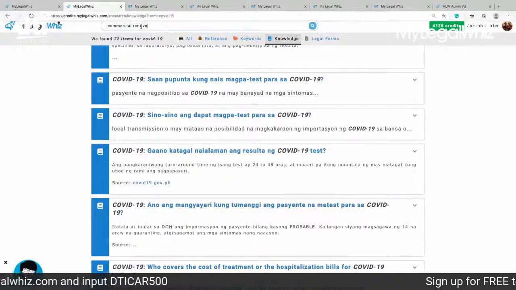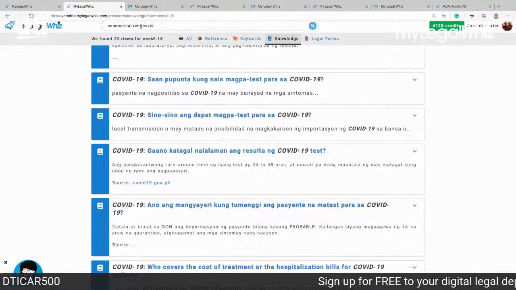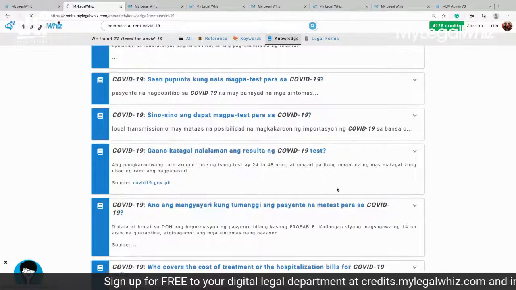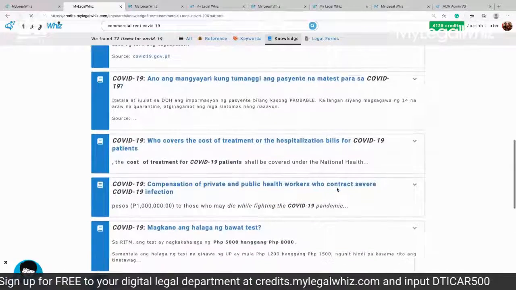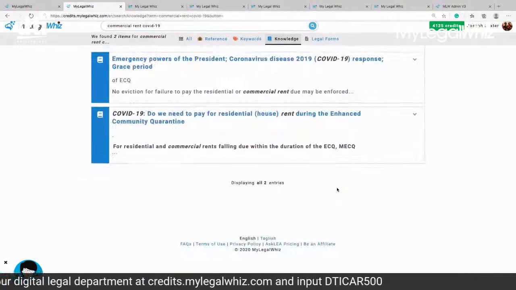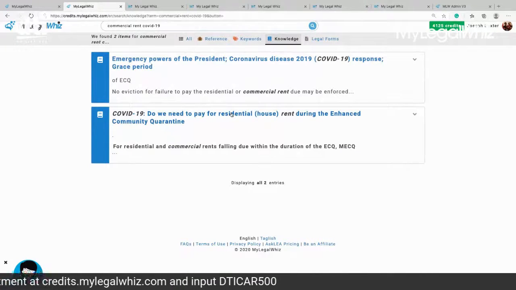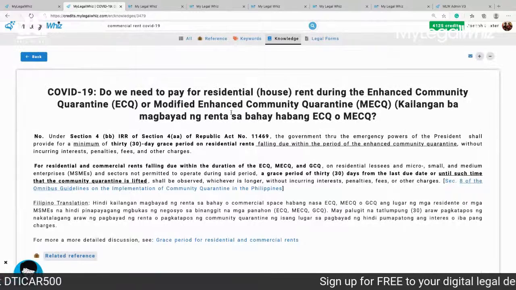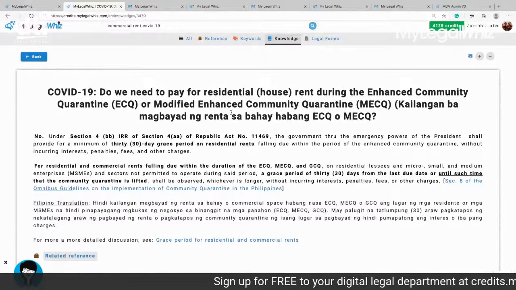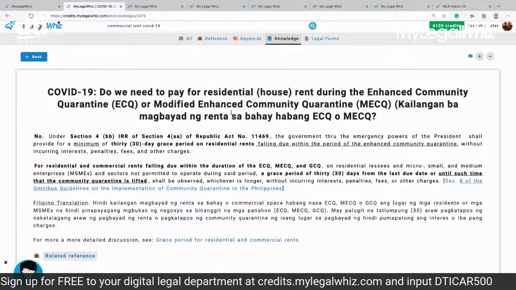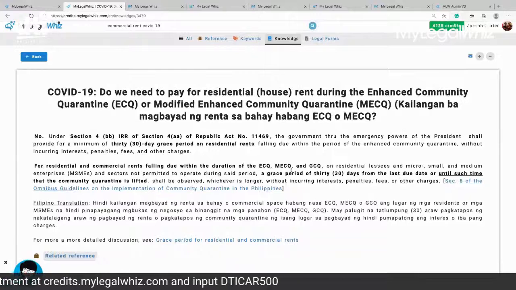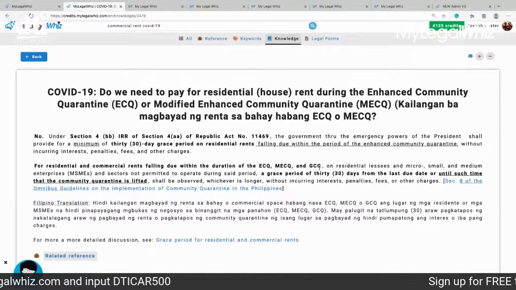COVID-19. Yan. So this one, this is a specific question. Do we need to pay for residential house rent during enhanced community quarantine? Siyempre, lampas na po tayo doon. Wala na tayo sa ECQ. Wala rin na tayo sa MECQ. Pero yung sagot natin, it covers also the GCQ and MGCQ.